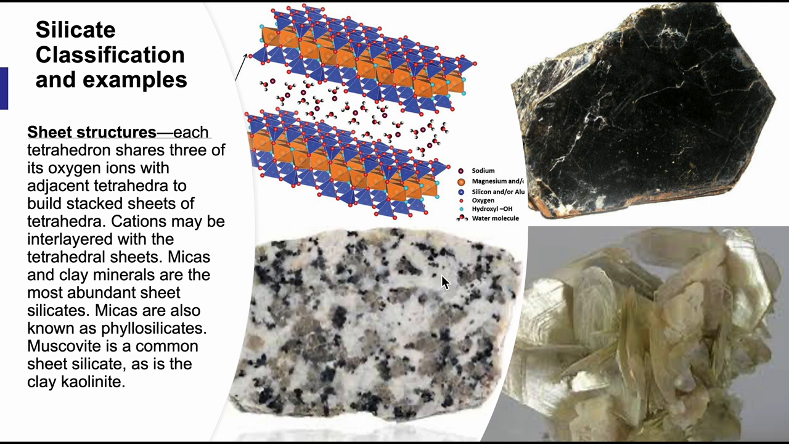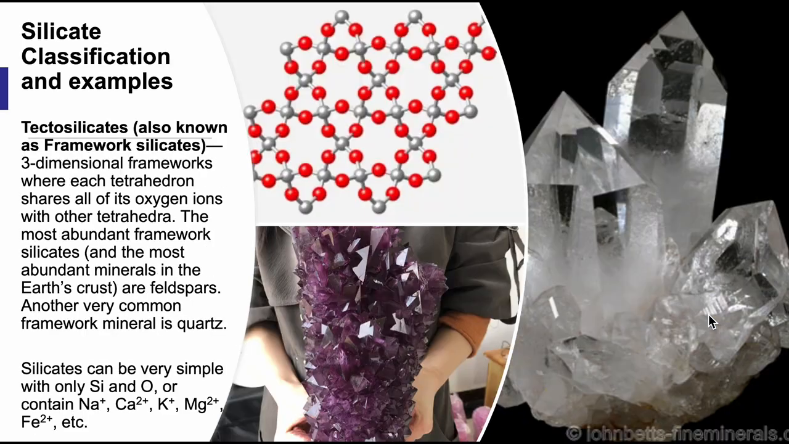The feldspars here in this granite are going to break down to become kaolinite. This muscovite here can also break down to form clays. Tectosilicates, also known as the framework silicates or the 3D silicates, are three-dimensional frameworks where each tetrahedra shares all of its oxygen ions with other tetrahedra. The most abundant framework silicates and the most abundant minerals in the Earth's crust are these minerals, these feldspars. Another common framework mineral we've talked about several times is the mineral quartz.